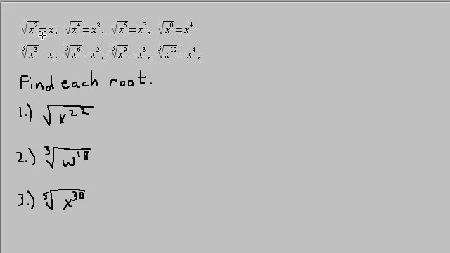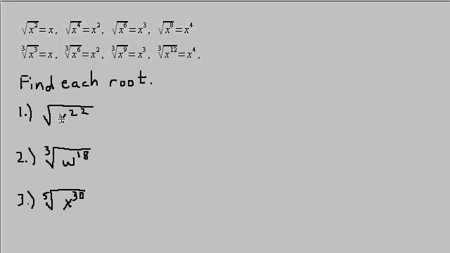And up here with the square root, well, there's no index showing here, but for the square root, the index is a 2, but we don't write it. And see, 2 goes into 2 once, 2 goes into 4 twice, 2 goes into 6 3 times, and 2 goes into 8 4 times. So let's find the root of each of these.